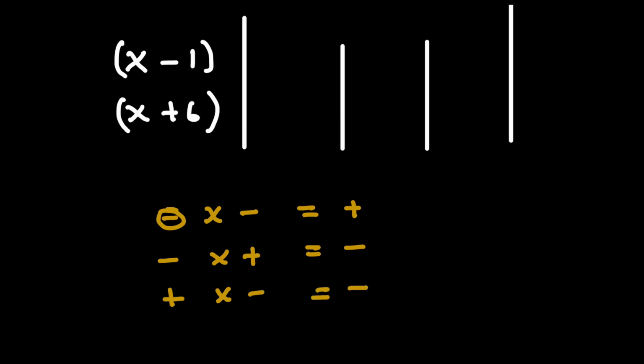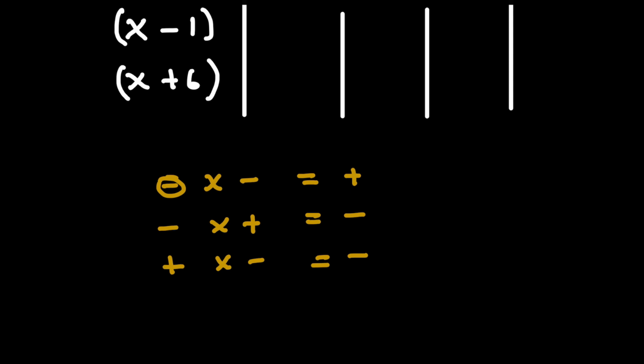This is the governing thing. A negative times a negative, we are going to get a positive. A negative times a positive, we are going to get a negative. A positive times a negative, we are going to get still a negative. And last but not least, a positive times a positive, we are going to get a positive.